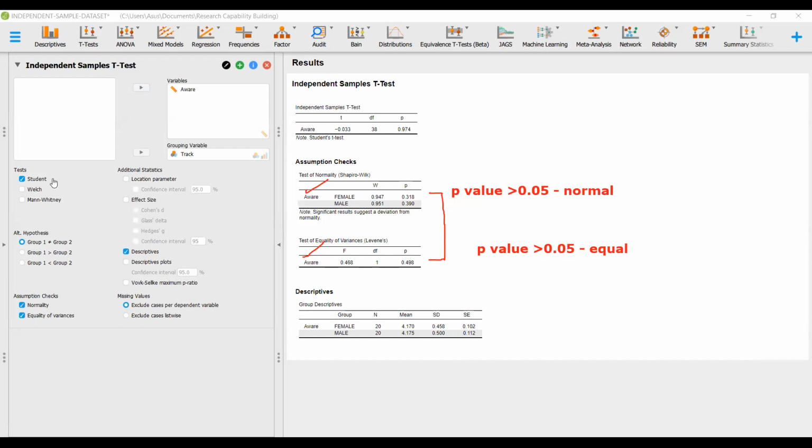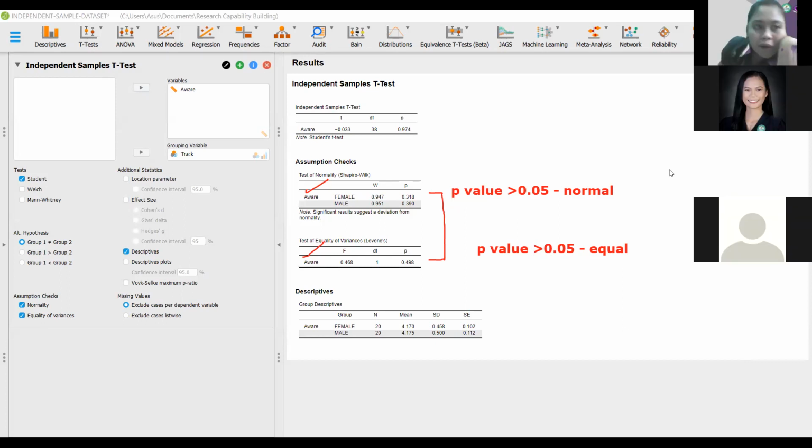Precious. What do you think? Are we going to accept or reject the null hypothesis? Precious. No, question mark. Hindi ka sure. Ano sa ganito ang decision rule, ane?